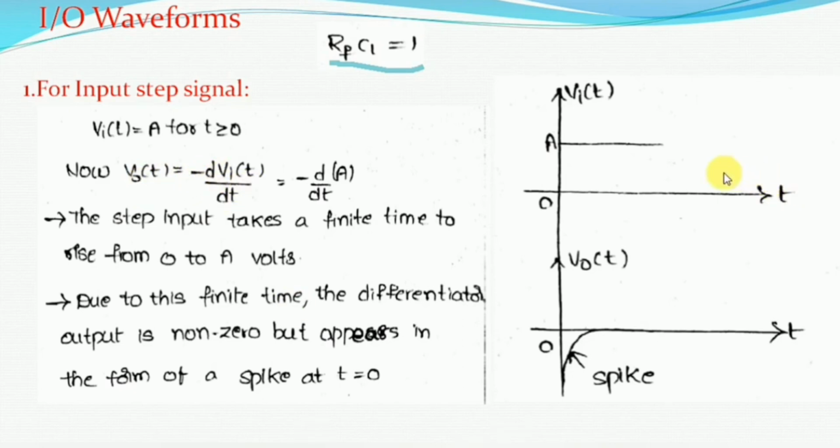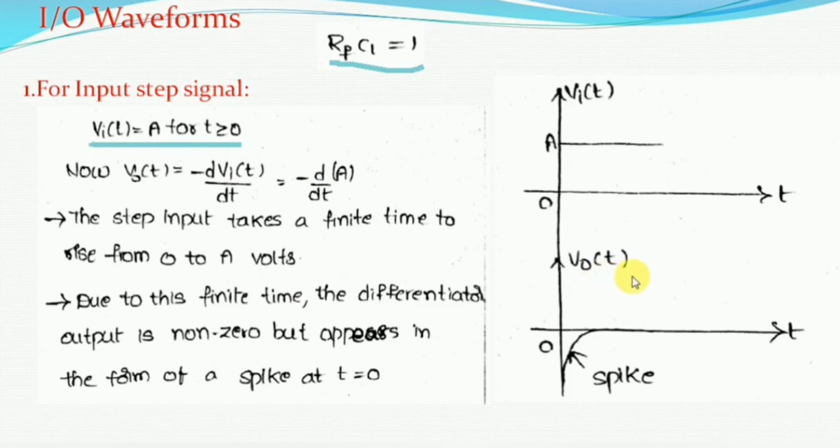Now this is a step signal that is applied to the input of differentiator circuit. Now we know that the step equation. So the step equation is Vi of t is equal to A for t greater than or equal to 0. Okay. Now we have to find out what is the output voltage of ideal differentiator circuit.